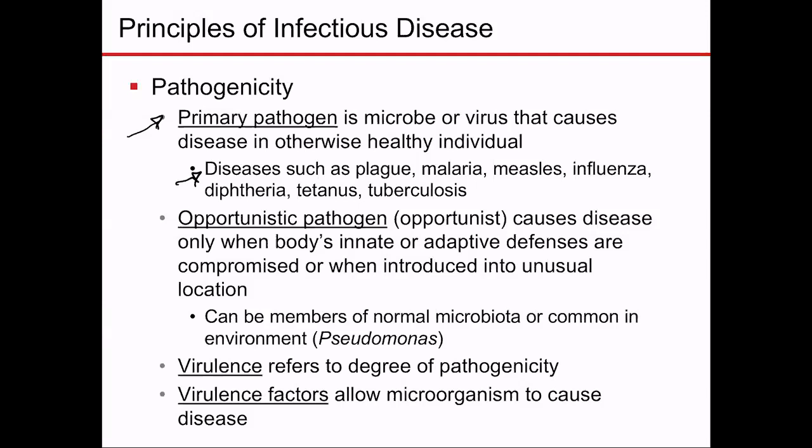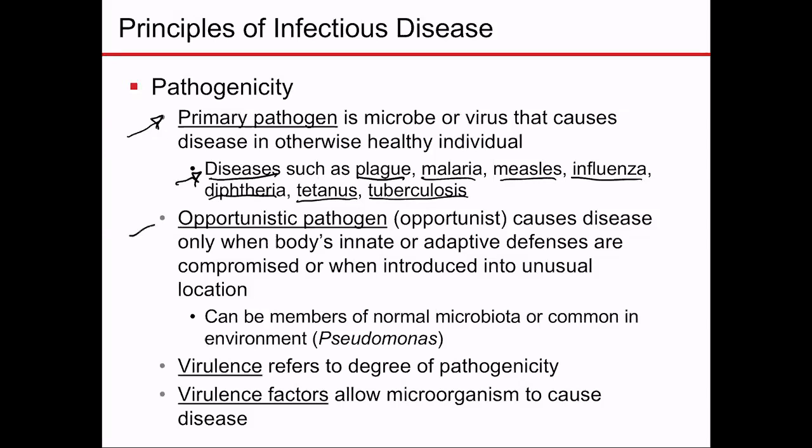Yersinia pestis. This is actually not the name of the pathogen, but the disease that they're causing, right? The disease plague is caused by Yersinia pestis, malaria by Plasmodium falciparum, the measles caused by the measles virus, influenza that causes the flu, diphtheria caused by Corynebacterium diphtheriae, tetanus by Clostridium tetani, and tuberculosis by Mycobacterium tuberculosis. These are all examples of primary pathogens.